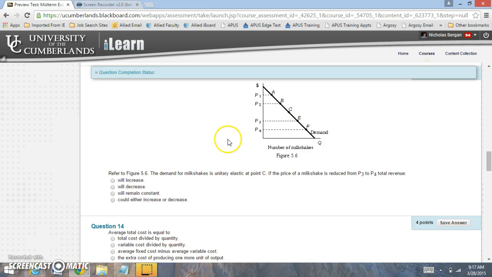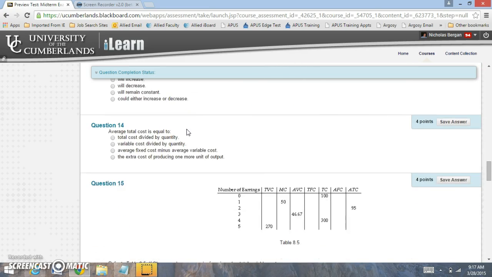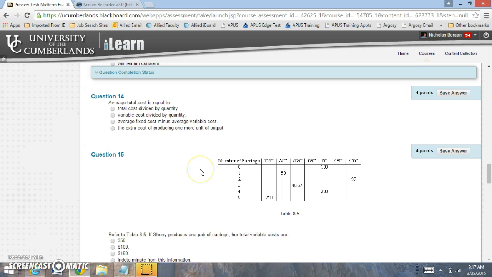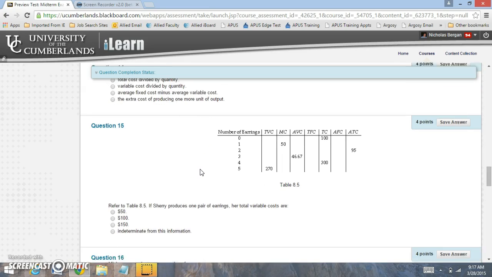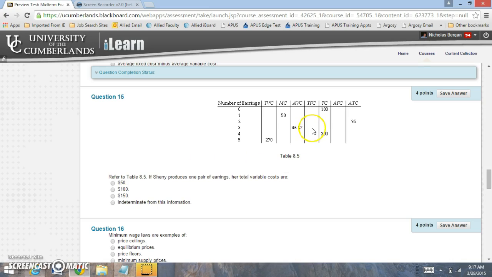So now, look at this right here. If it's unitary elastic, you'll notice that revenue will stay the same. Average total cost is just the formula of total cost divided by output. On question 15, you're going to have to fill in the blanks right here to figure out what is your variable cost of one pair of earrings.